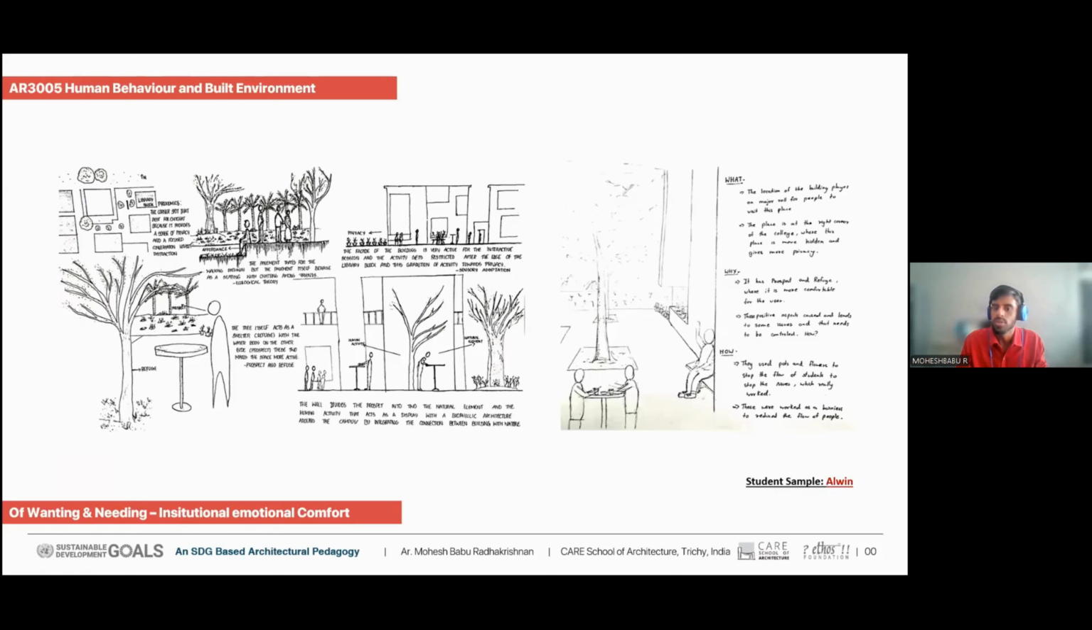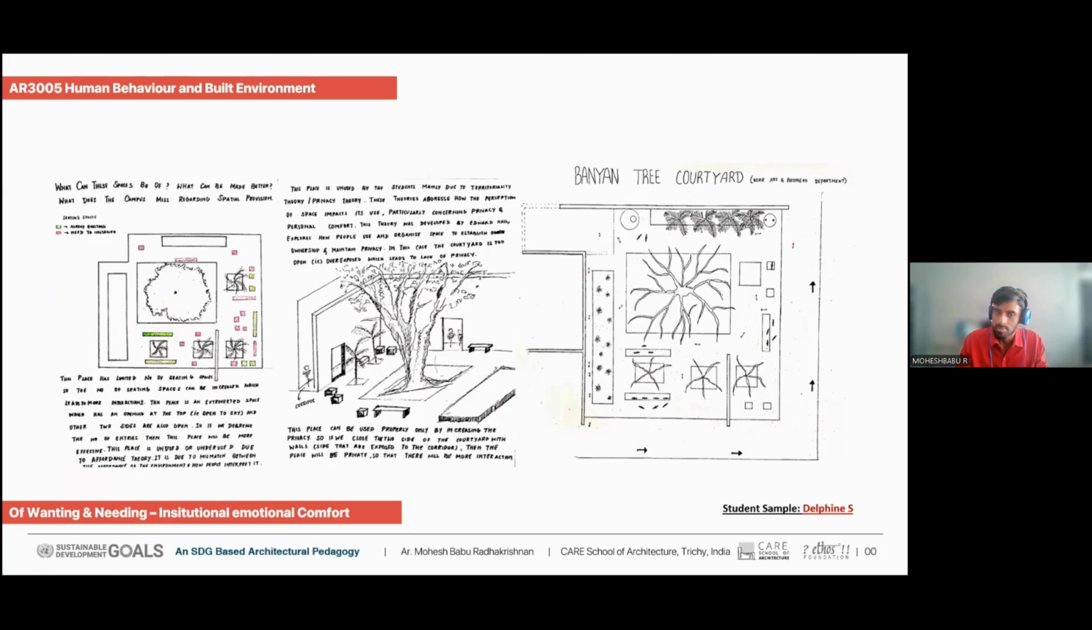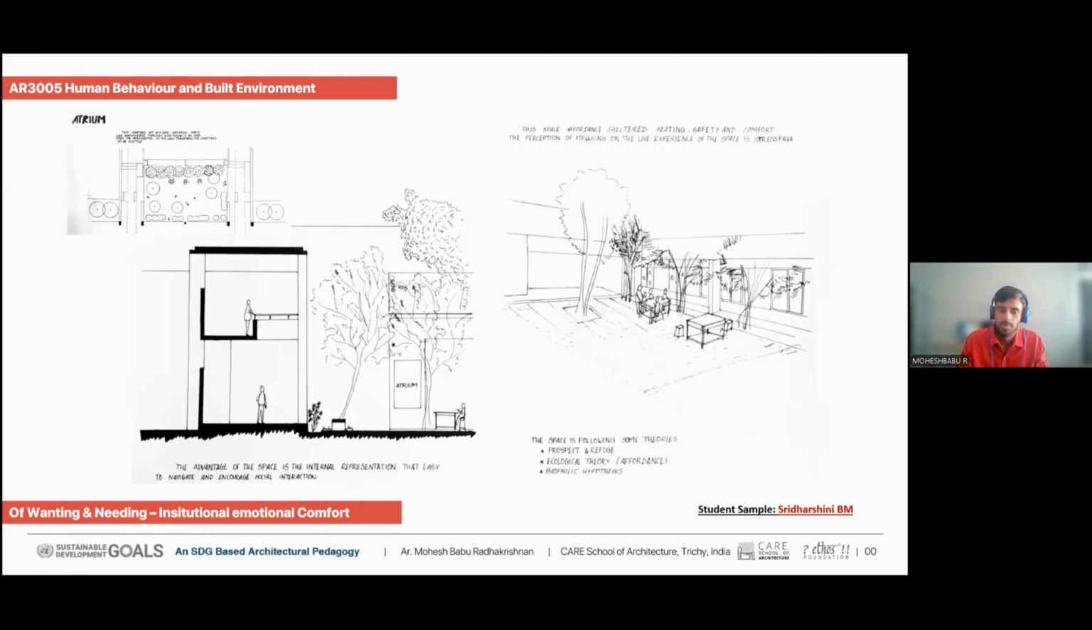These are some of the manually drawn assignments for students where they started looking at the immediate context, at the campus spaces, where they went around and learned their own surroundings.